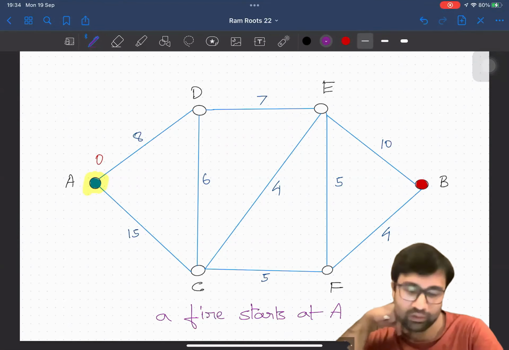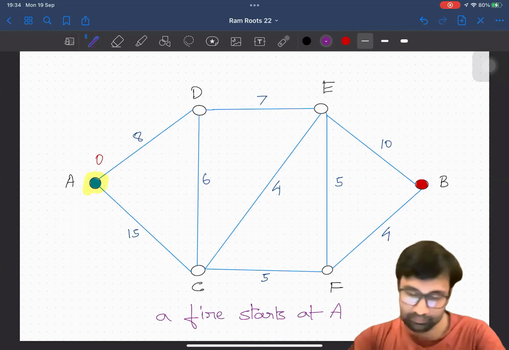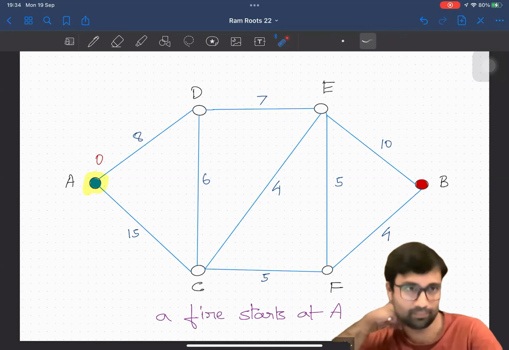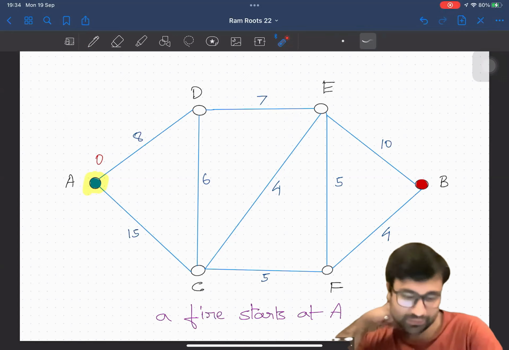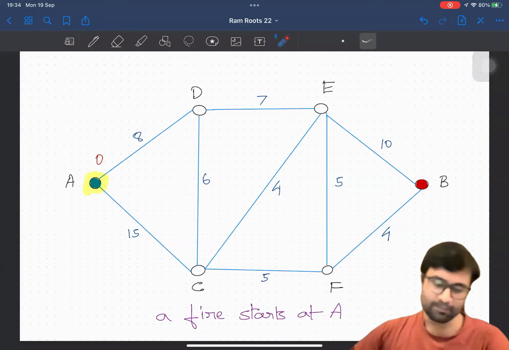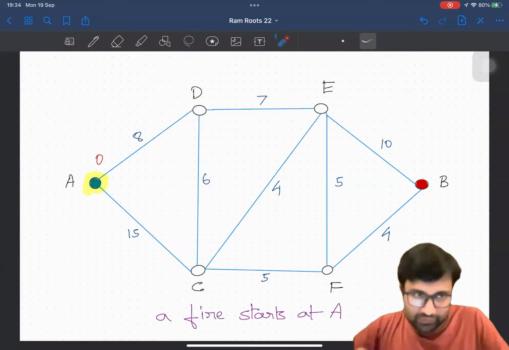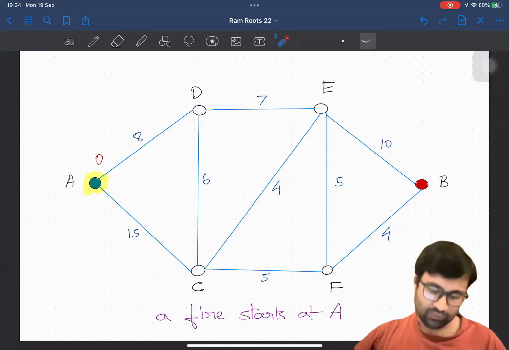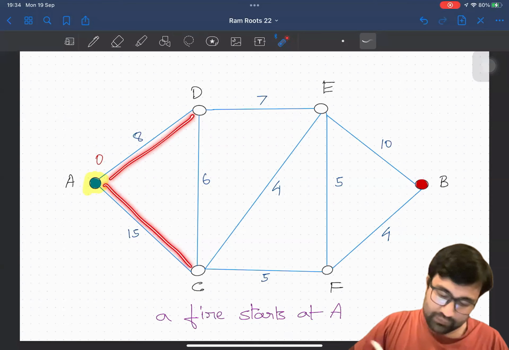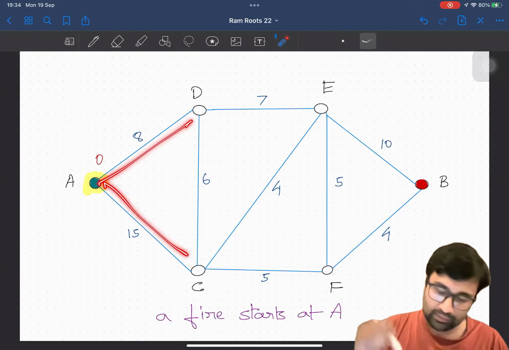Okay. But now let me tell you a different way of finding the best way from A to B. Okay. So imagine that a fire starts at A. Now let's imagine how this fire will spread from A to B. So fire starts at A, so fire has just started. Now the fire will gradually burn and it will spread along these paths that you have from A towards C and D, right?